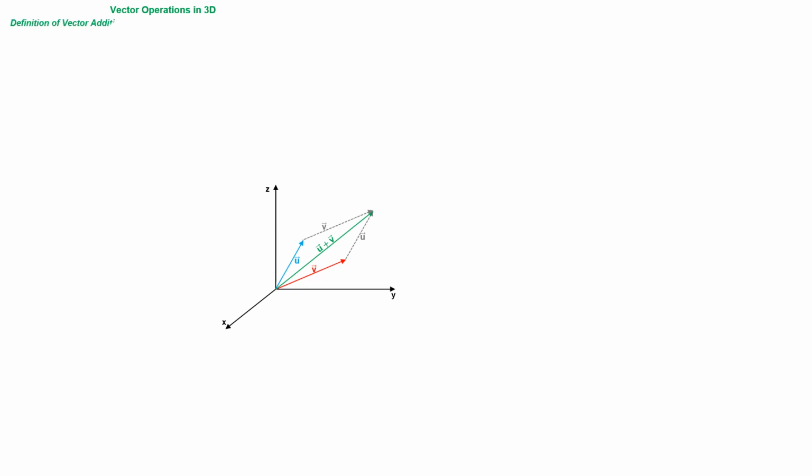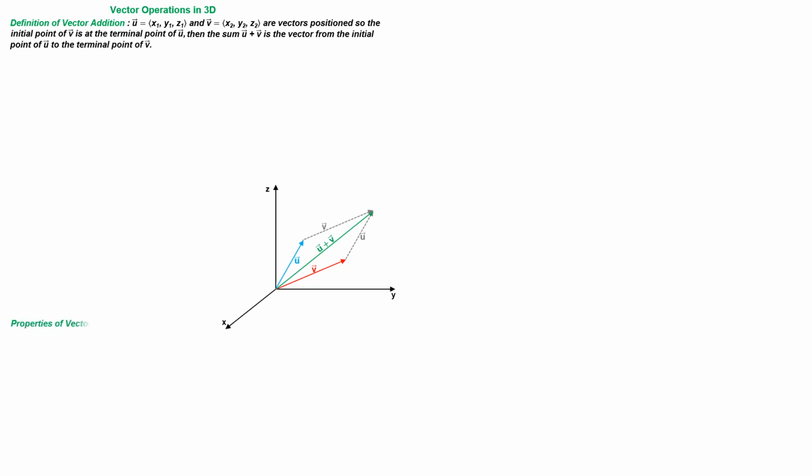Definition of vector addition. If u and v are vectors positioned so the initial point of v is at the terminal point of u, then the sum u plus v is the vector from the initial point of u to the terminal point of v. And we have just seen the first property of vector addition. Vector addition follows the commutative property, which means the order of addition does not matter.